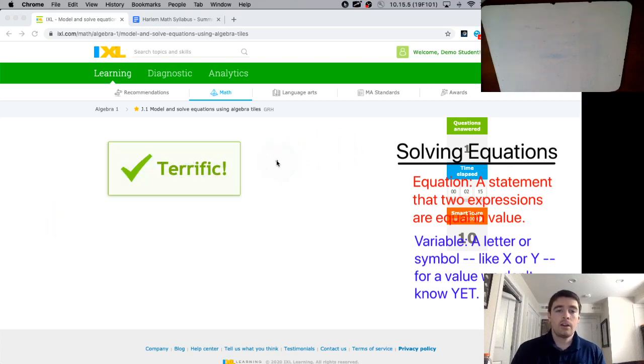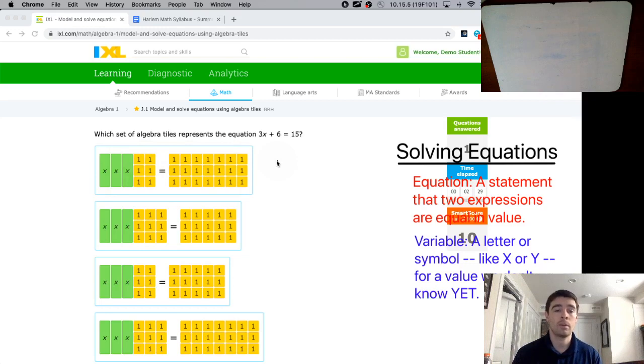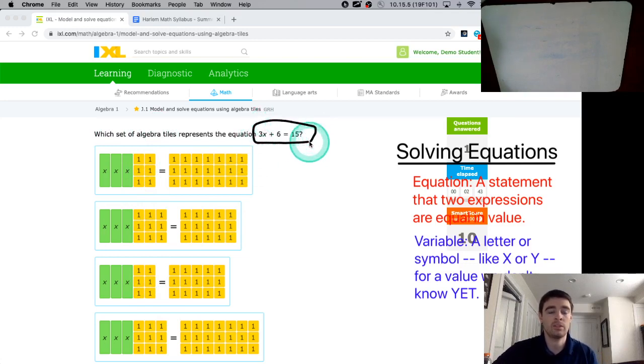And this entire assignment for J1, and sorry it's a little bit slow to load on my screen, is going to give you tiles and ask you to build or model the equation that represents what's going on there. Here they want us to figure out which set of these tiles is going to match the equation 3x plus 6 equals 15. So I'm going to go ahead and circle that equation here, 3x plus 6 equals 15.